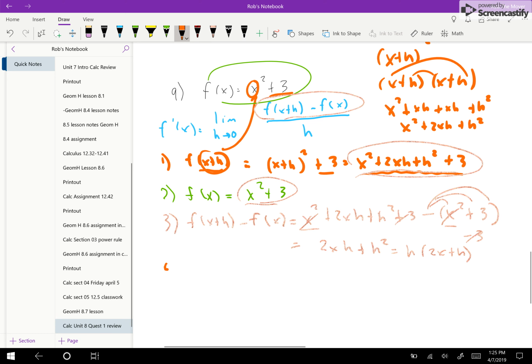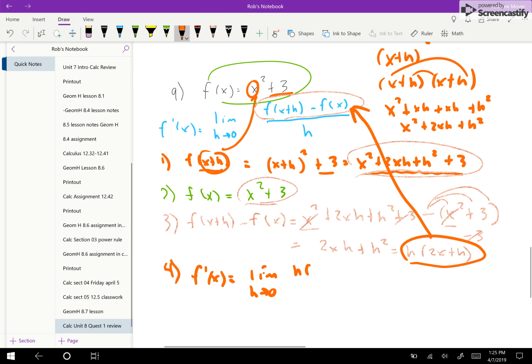Okay, my next step, now that is the numerator of my derivative, right? But my derivative, f prime of x, is the limit as h approaches 0 of h times 2x plus h, all over h. The wonderful thing here is the h cancels out. So we get the limit as h approaches 0 of 2x plus h. H goes in for 0, and we just get 2x plus 0, which is 2x. So that is my derivative.